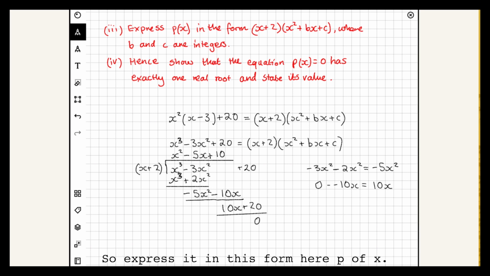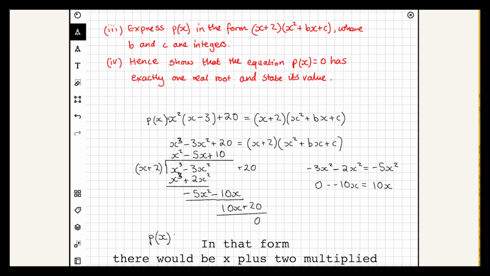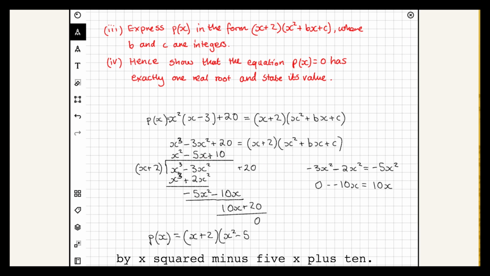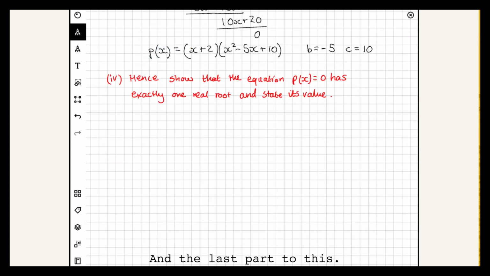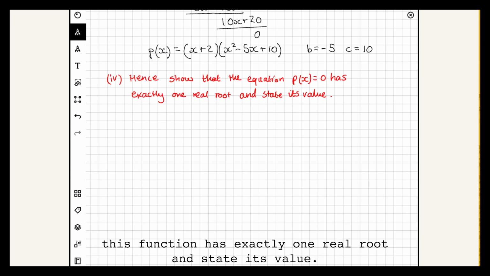So expressing it in this form here, p(x) would be x plus 2 multiplied by x squared minus 5x plus 10. So b will equal minus 5 and c will equal 10. And the last part to this, if we need to show that this function p(x) has exactly one real root and state its value.